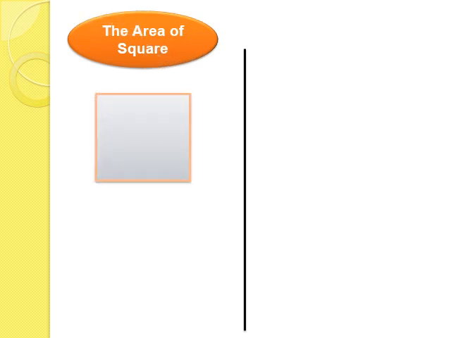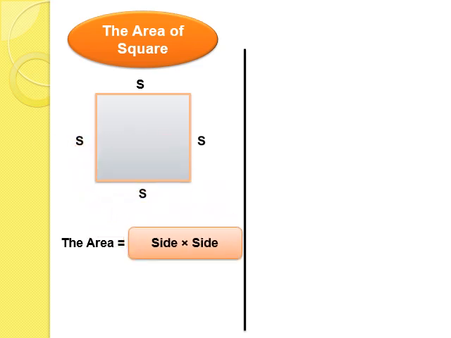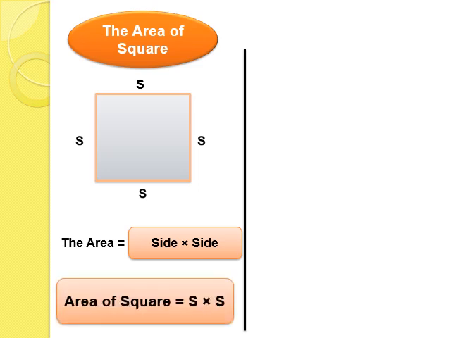Let's talk about the area of a square. You know before, a square is a shape with 4 equal sides. So the area here is side by side. To get the space inside this shape, you multiply side by side. So the rule: area of square equals side by side.